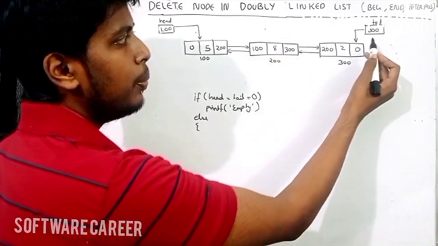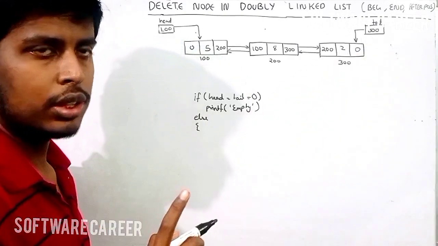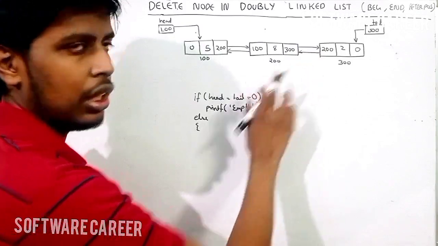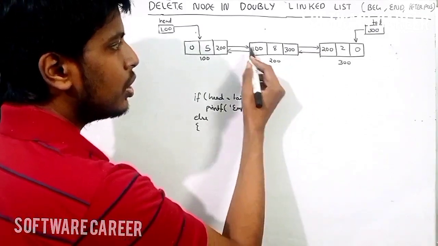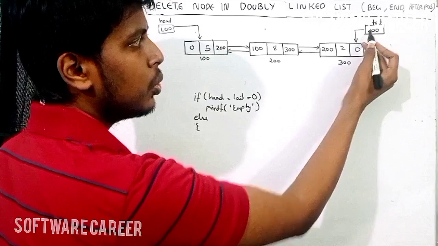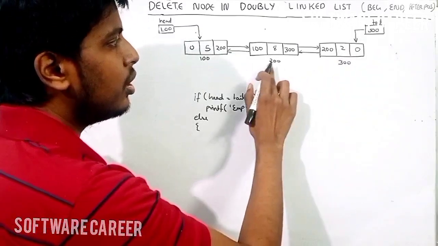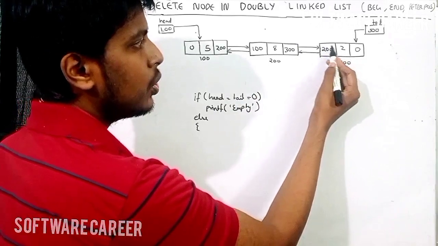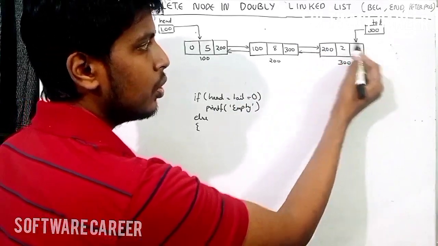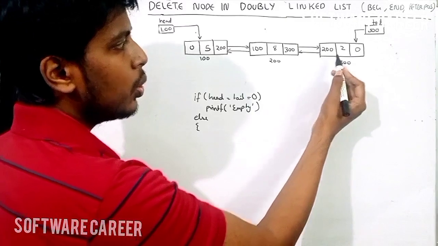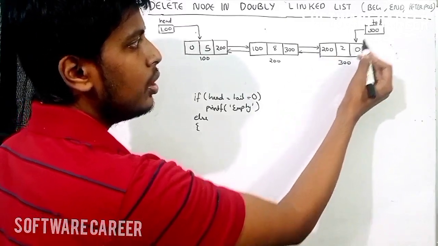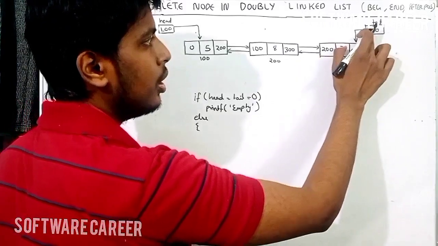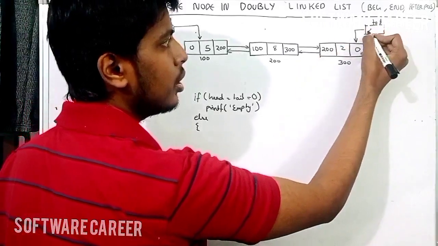So see, the tail pointer is a pointer which stores the address of the last node. If this node is deleted, tail will point towards this node because this will be the last node. So the address of this node is 200. 200 should be stored in tail. So where can you get this address 200 from? 200 is stored in the previous pointer of this node, the previous pointer of this whole node. Now this whole node's address is stored in tail as 300. So see, now first I am updating this 300 to 200.